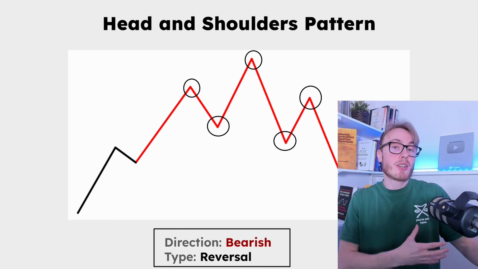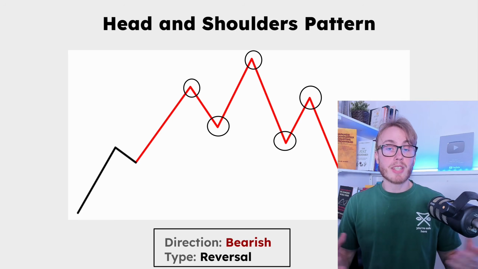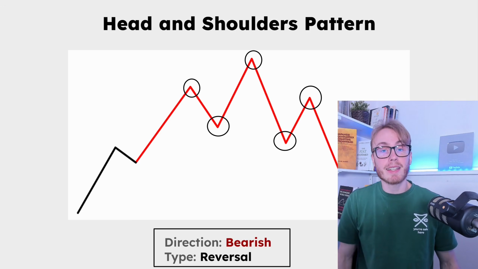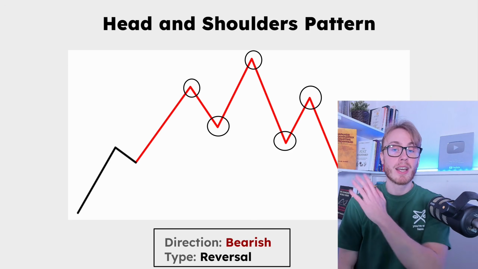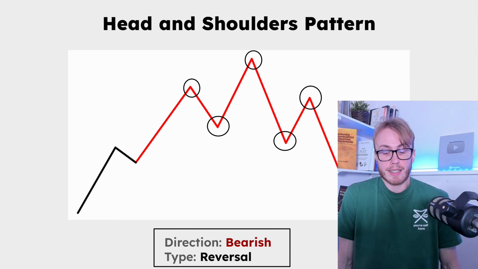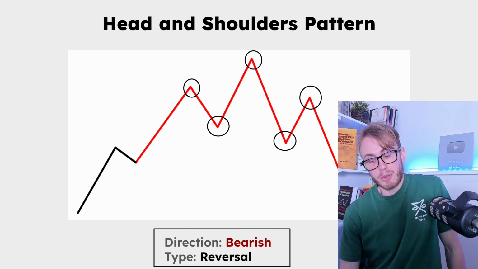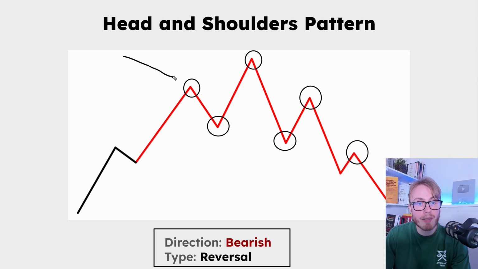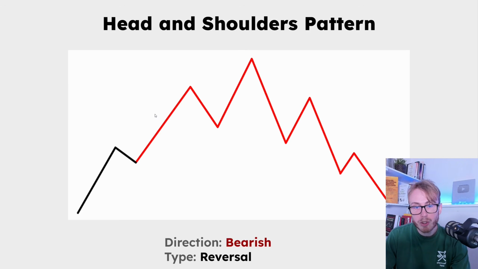The reason this is called a head and shoulders pattern is because, as you can see, the pattern kind of looks like a head, the highest point, and then we have the left shoulder and the right shoulder. The pattern doesn't have to be straight like this. It can sometimes slope a bit to the right, or a bit to the left. But the important point here is that we have a high, then a higher high, and then a lower high.